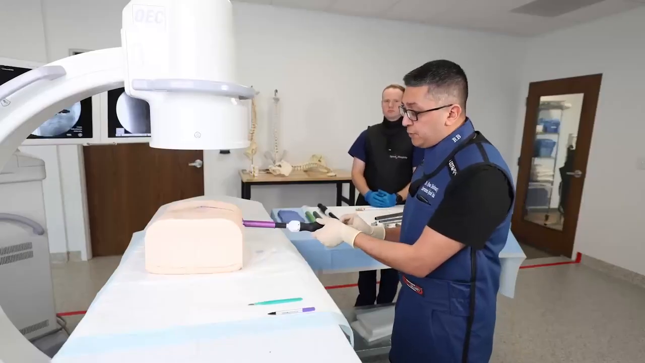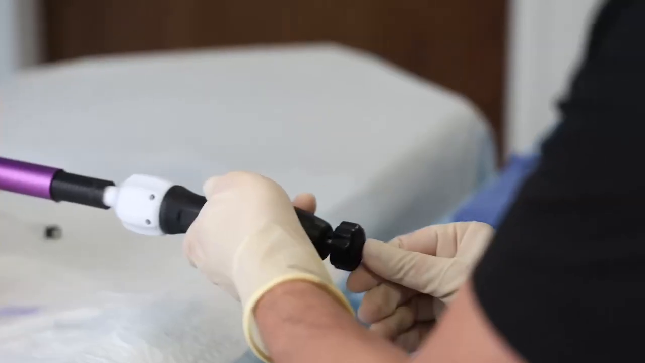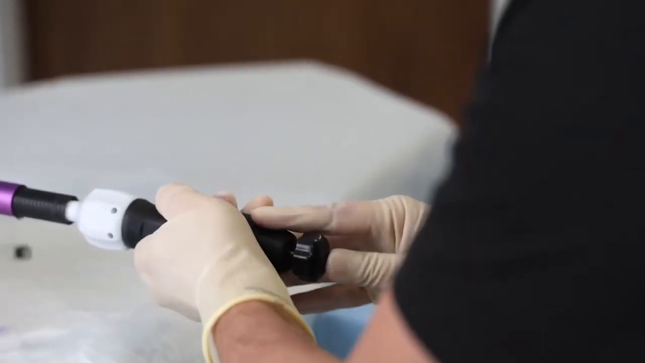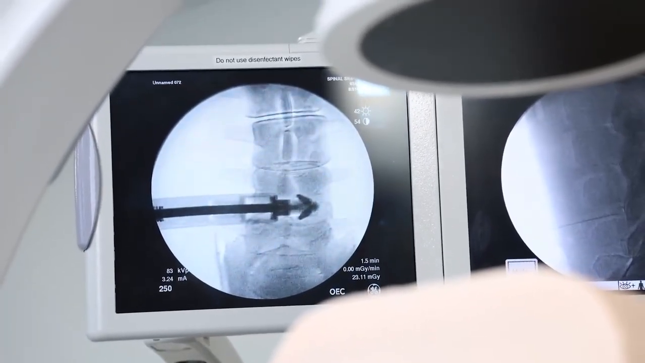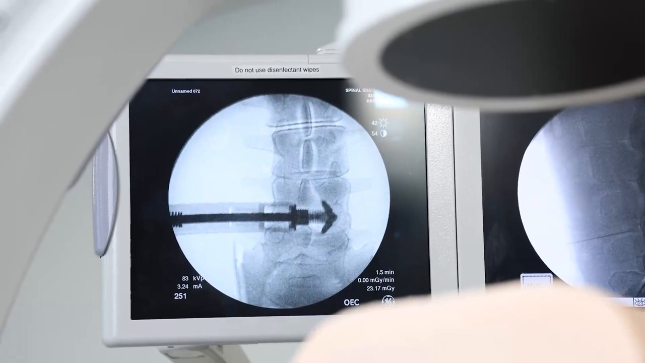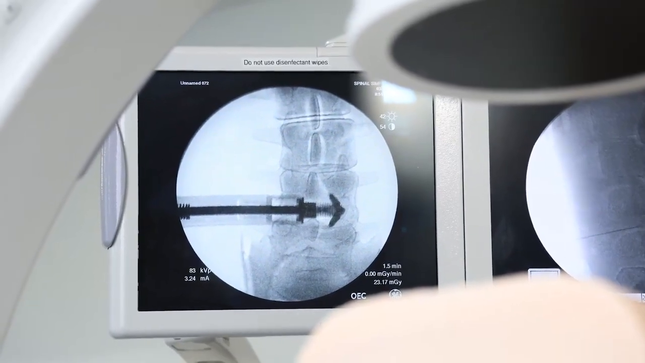So to deploy the wings, all you do is you just come here and you apply a little bit of forward pressure on this back knob. Picture. Picture. Picture. Perfect. Picture. There we go.